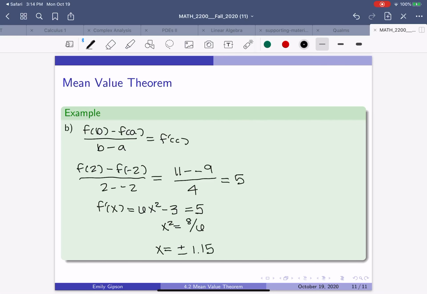And this just tells us that at positive 1.15 and negative 1.15, we have the slope equal to positive 5. So at both 1.15 and negative 1.15, we've got a tangent slope m equals 5. The slope of our function is equal to 5.